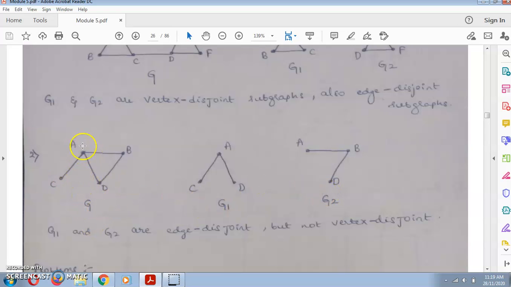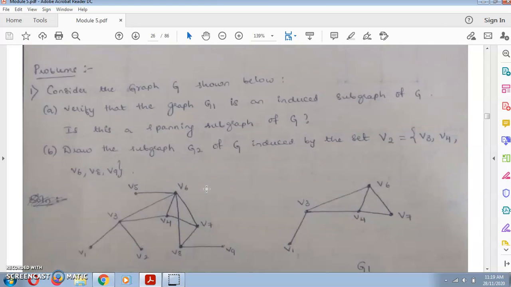Take A B C D. G1 and G2 are edge disjoint, but not vertex disjoint, because A to C is there, A to D is there. Why not vertex disjoint? Because one vertex, B, is missing over here.